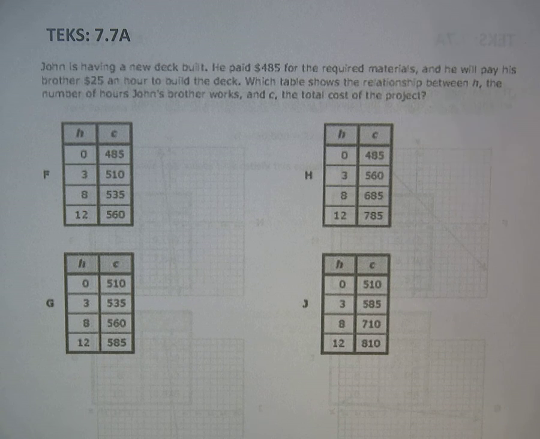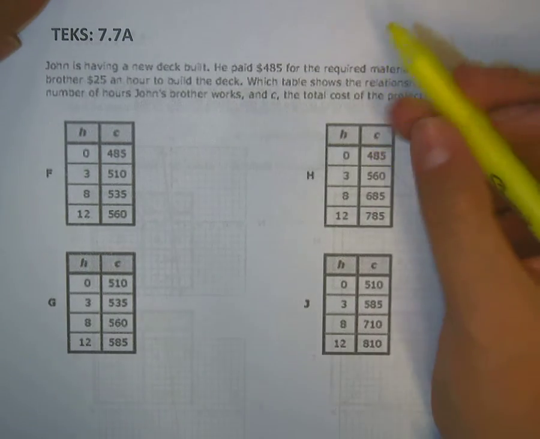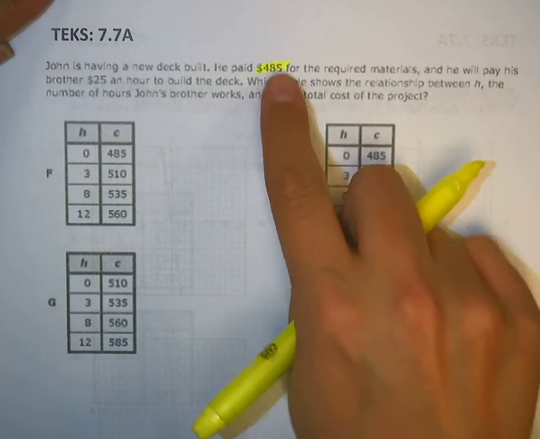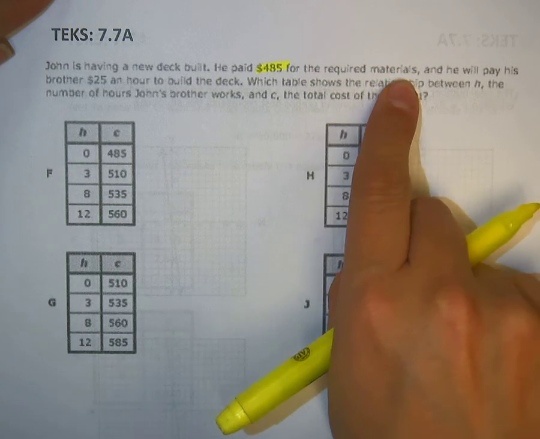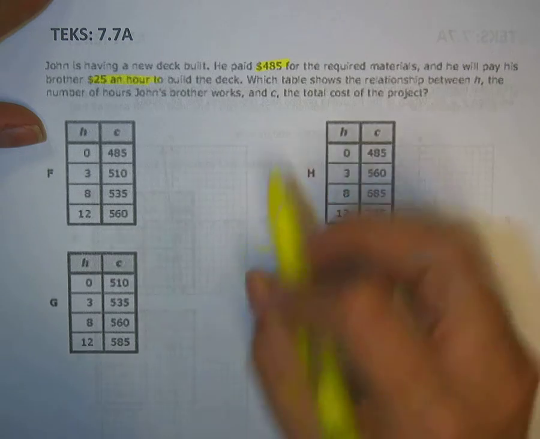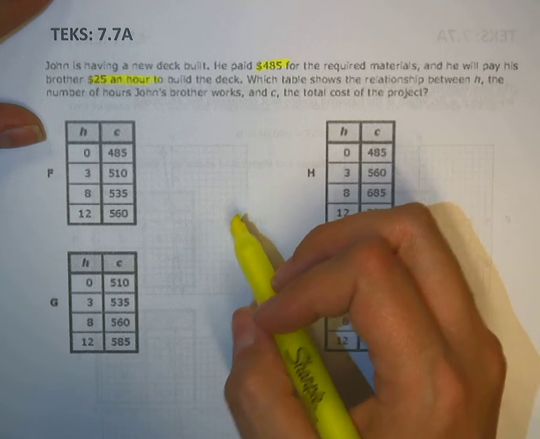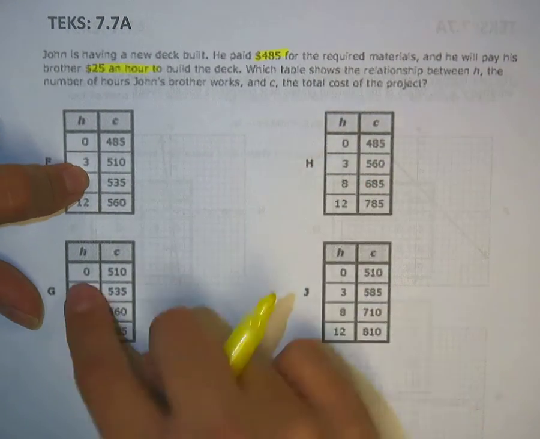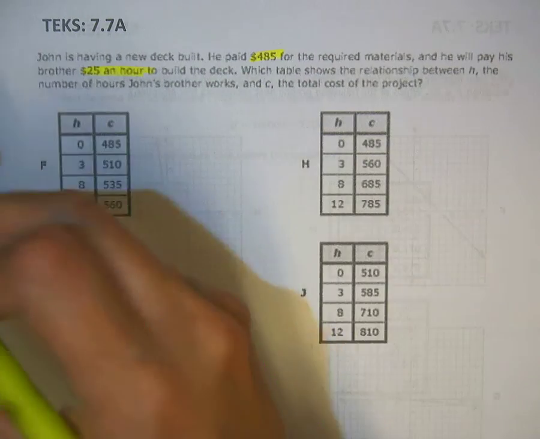Okay, take 7.78. We're continuing with equations and inequalities. John is having a new deck built. Oh man, I need a new deck. He paid $485 for the required materials, and he will pay his brother $25 an hour. Which table shows the relationship? They just want to know which of these matches the equation you're going to create.